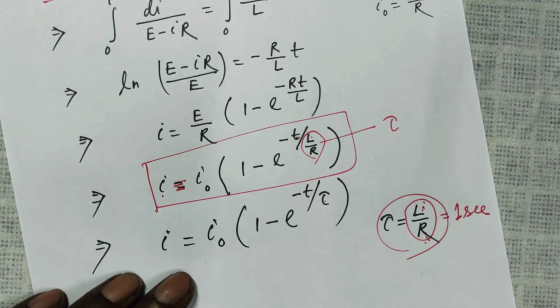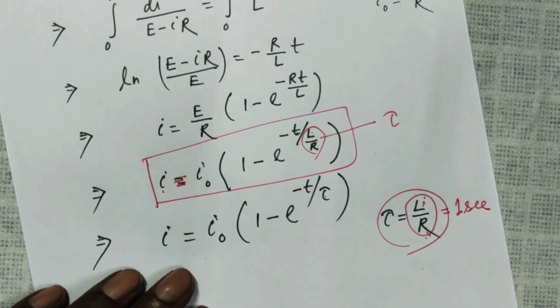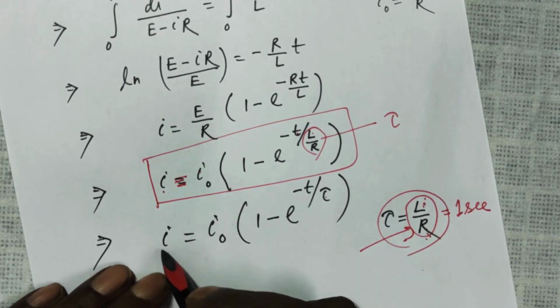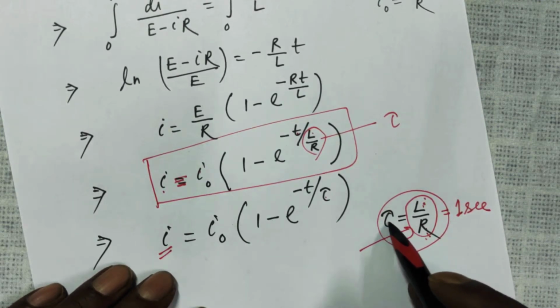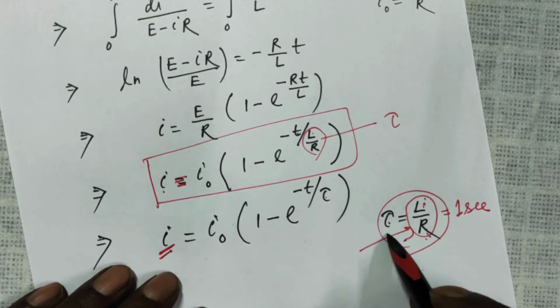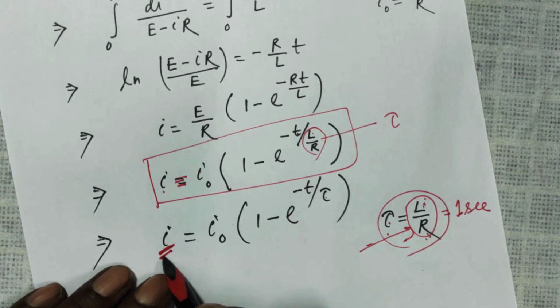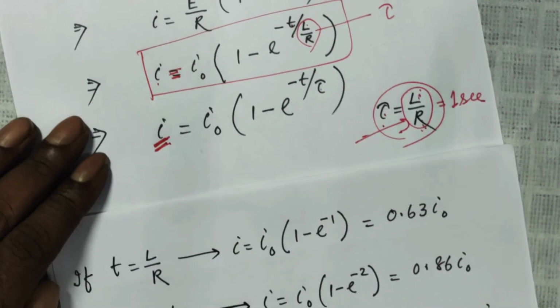It can be 2 seconds, it can be 3 seconds. Now let us see, after 1 time constant, what will be this? After 2 time constants, what will be this? After 3 time constants, what will be this? After 5 time constants, what will be this? So that is what I am explaining here.